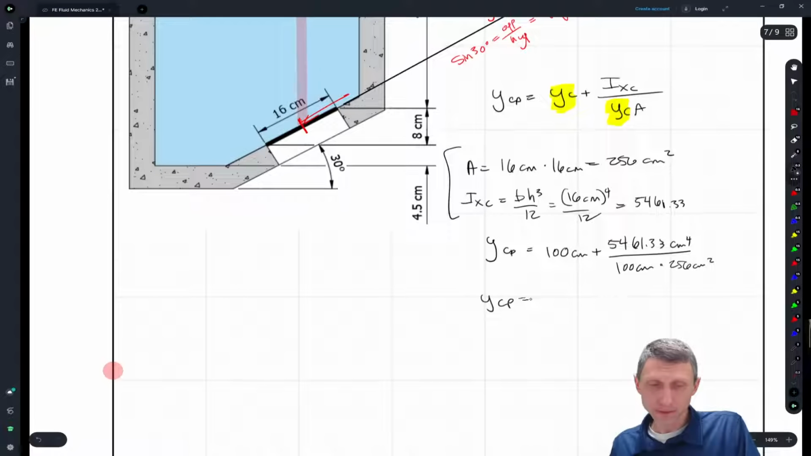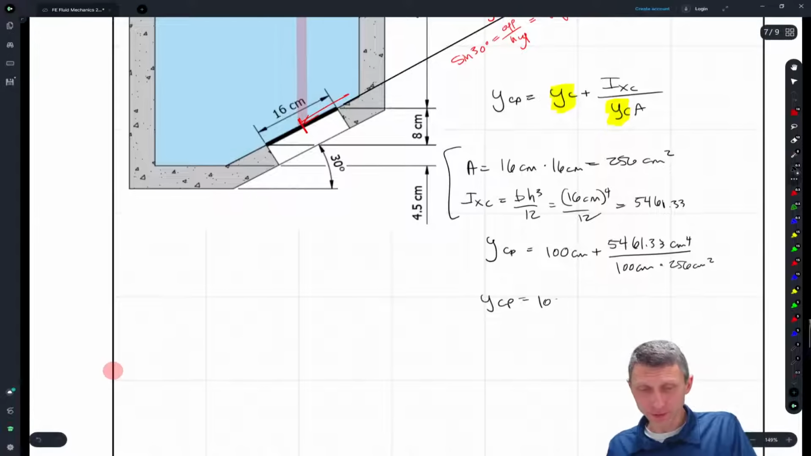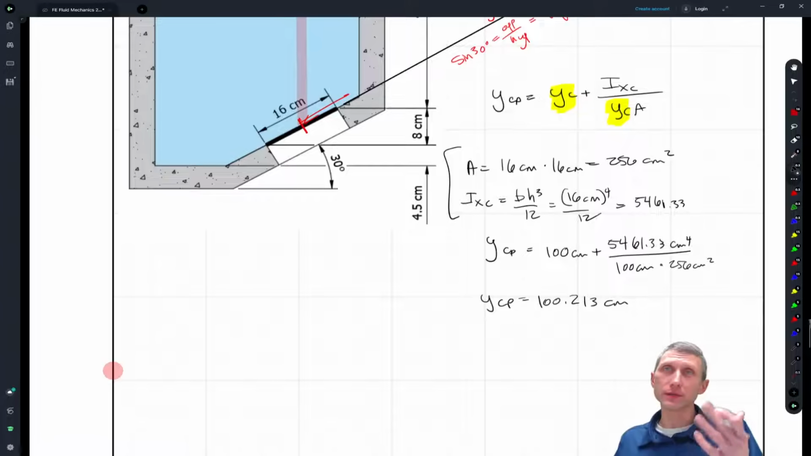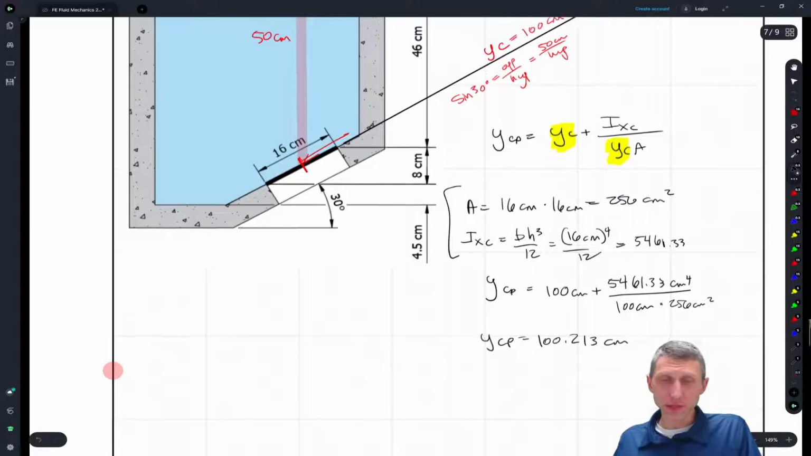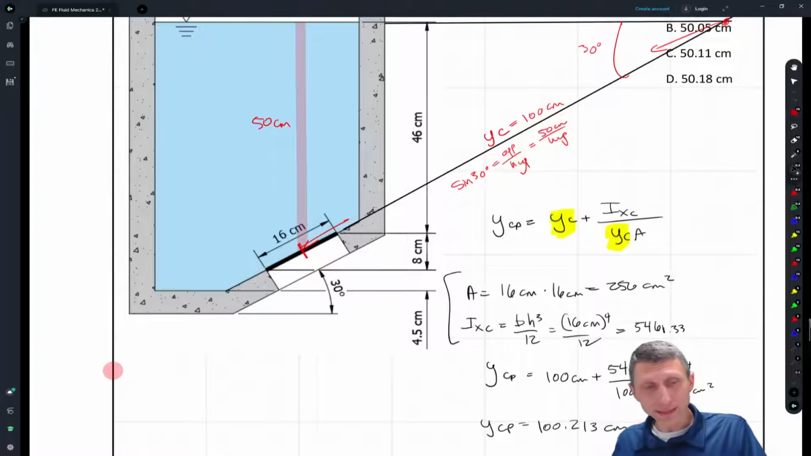So YCP equals, we did it right, 100 plus, let me see if I can put this in my calculator right, the 5461 divided by 100 and divided by 256. I get about 100.213 centimeters. So it just shifts it down ever so much. If you had a bigger angle here, it would shift it more. But it shifts it ever so much, and that gives us a value of YCP. So that's the Y to the center of pressure.